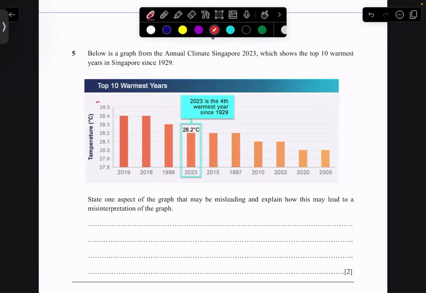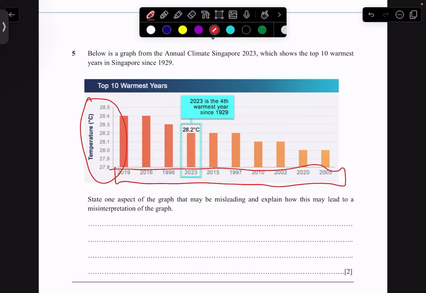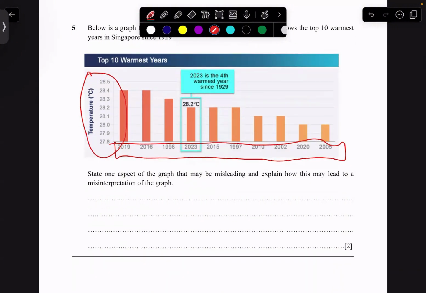The first thing that we can see, the most common one, is the y-axis. The second one is how the data are arranged, not in order, so we can't find a trend in the graph. This graph is just so randomized. To answer this question, there are two things: one aspect of the graph, meaning which part of the graph is misleading, and then explain how.